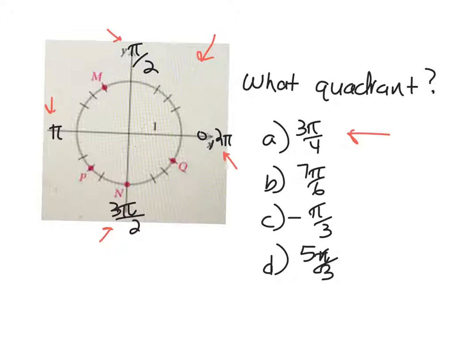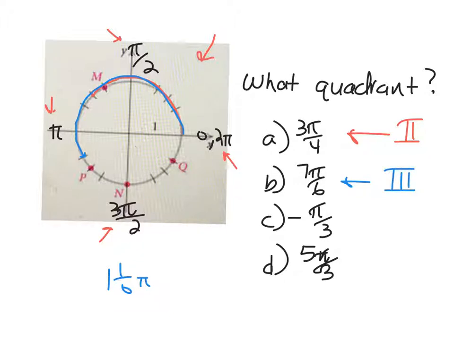So the first one, part A, says 3 pi over 4, which means you're going to go 3/4 of the way to pi, which is going to put you about, if you start here, right there, 3/4 of the way. That's quadrant 2. The second one, 7 pi over 6, that's really 1 1/6 pi. If I change it to a mixed number, I'm going to go to 1 pi, then 1/6 of another one, about right there. That's quadrant 3.